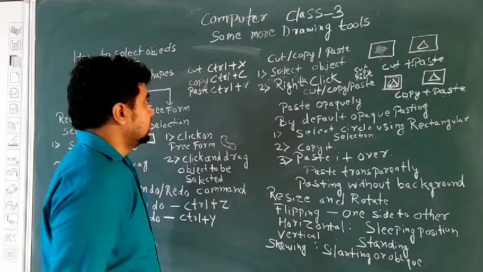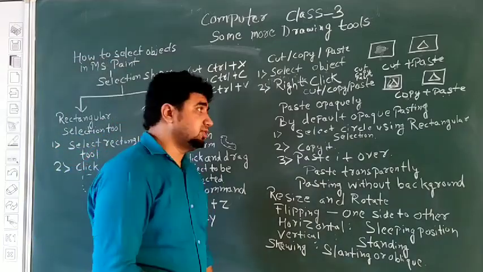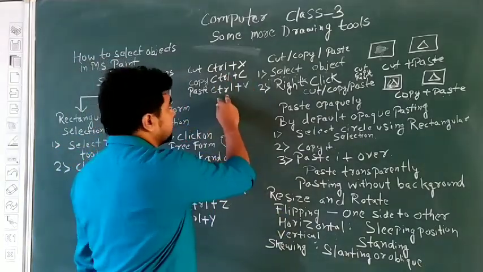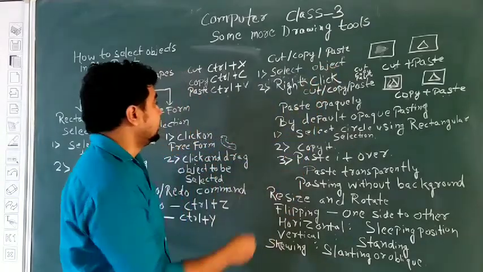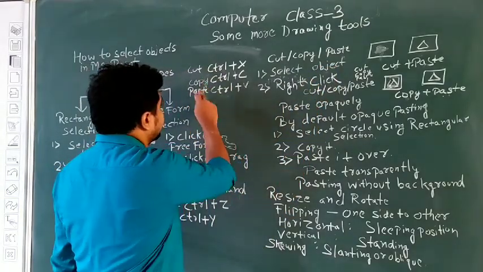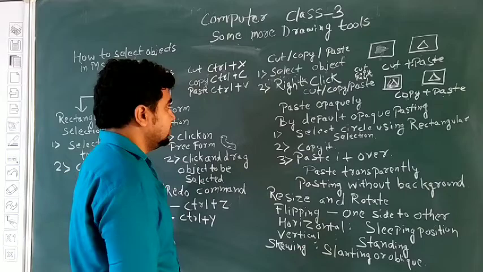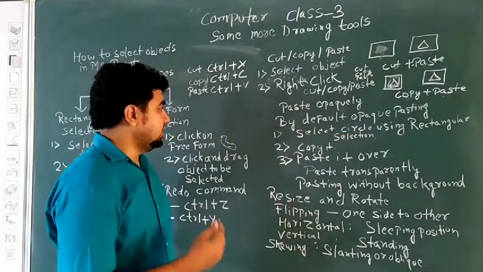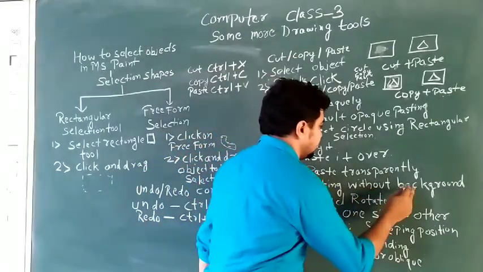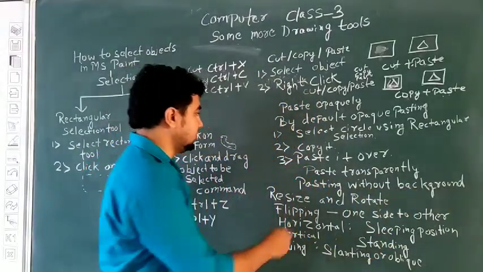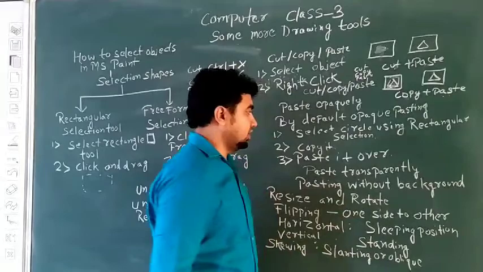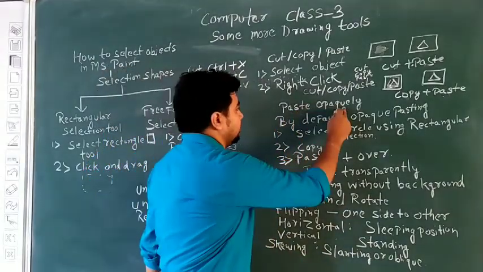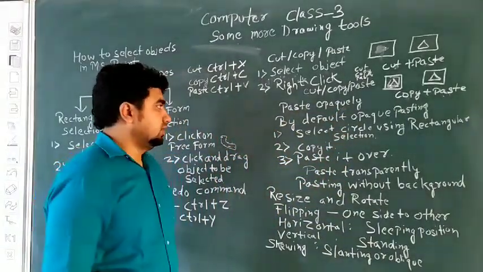You can also use them, but the first requirement, for using these too, is that you should select an object. Then after that you can apply cut, copy or paste. Now the other thing: we will be studying about paste opaquely, how to paste opaquely and pasting without background. Pasting without background means paste transparently. So these are the two ways.